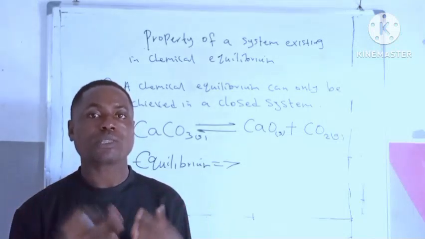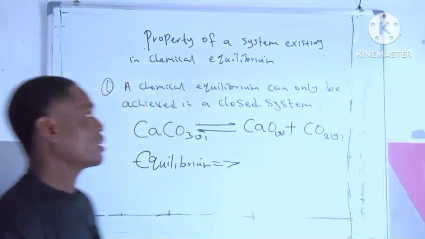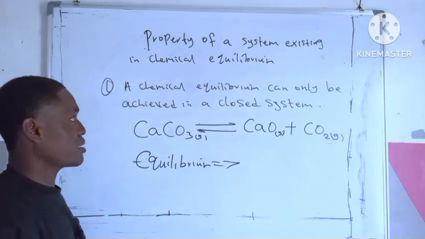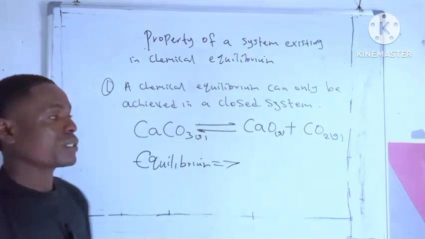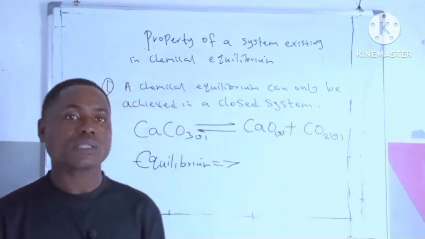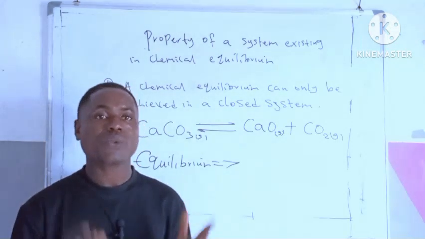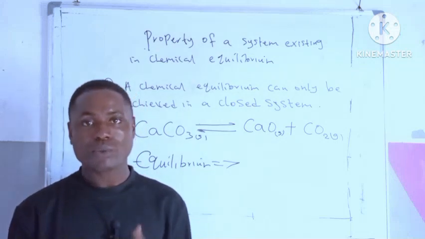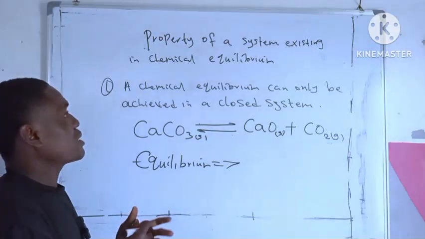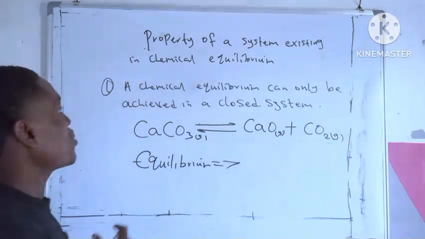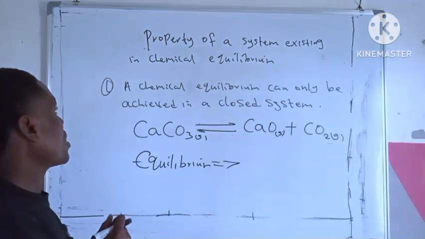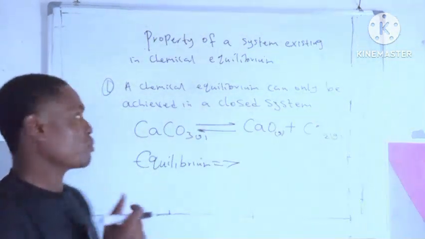In today's video, we'll be dealing with equilibrium, and under equilibrium, we'll be dealing with the properties of a system existing in equilibrium. Now, before we start, let's know the meaning of equilibrium. Equilibrium in chemistry is a state of a system where there is no observable change in the property of a system with respect to time. We have many properties, but in today's video, I'll be dealing with one of them.